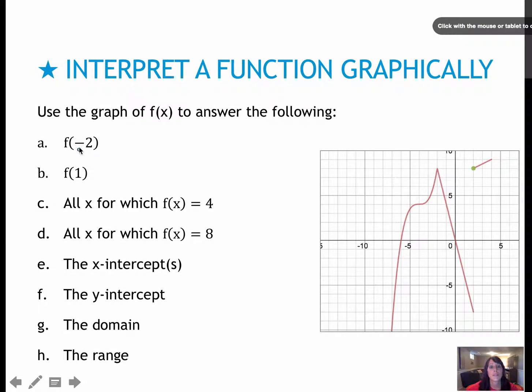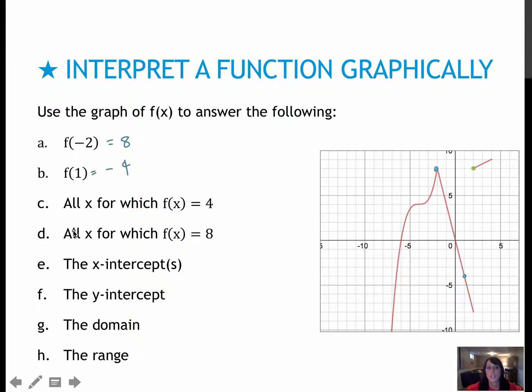So f of -2 means I'm going to -2 and finding what is the value. So that value looks to be +8. And for f of 1, it looks like I'm down at -4, which means it's the point (1, -4).